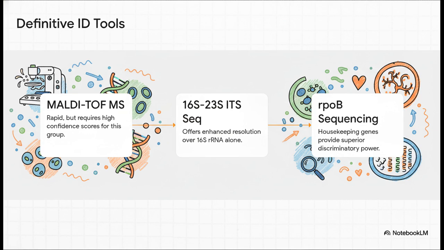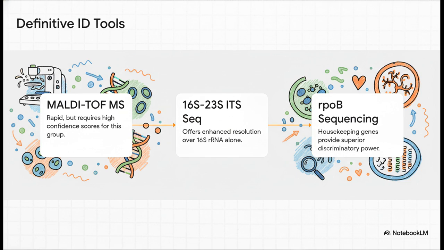We have to move past the classic biochem. MALDI-TOF is a total game changer for speed, for sure. But with this group, you have to be careful with lower confidence scores. For a definitive answer, you've really got to go molecular. Standard 16S sequencing can struggle here, but looking at the more variable 16S-23S spacer region can help. And for the absolute best resolution, sequencing housekeeping genes like rpoB gives you the discriminatory power you need to confidently tell these species apart.